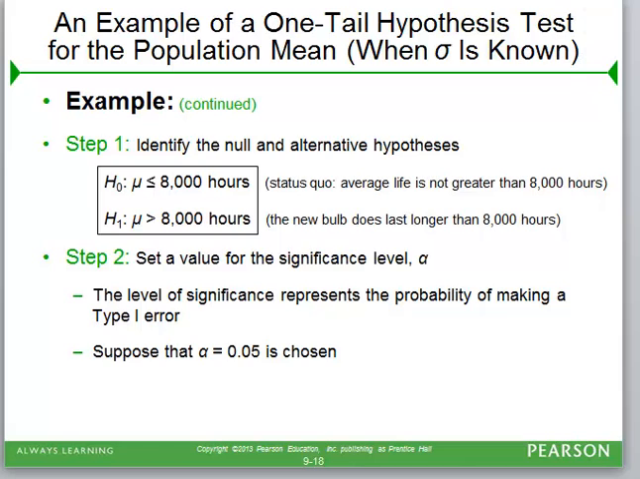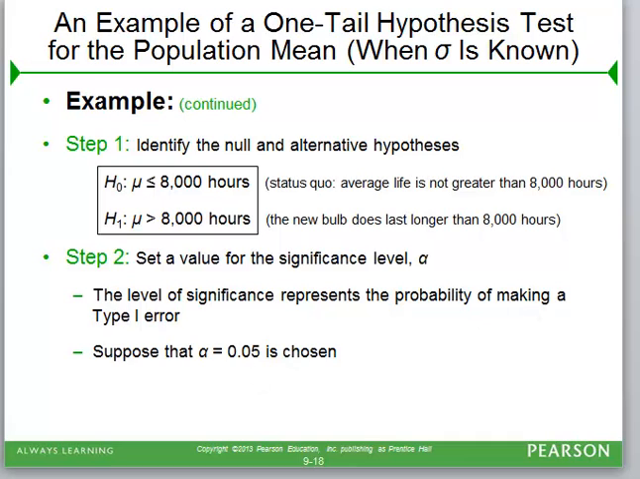Step 2 is actually always together with step 3. Step 2 is to set a value for the significance level alpha. Usually in the questions, this value is given, right? So here, suppose that alpha is 0.05. That means we're going to assume the probability that we reject the null hypothesis when the null hypothesis is correct is 5%.